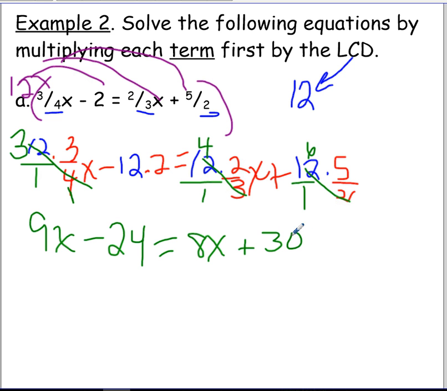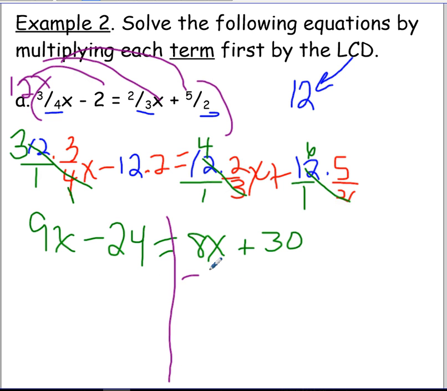So we rewrote our problem with all those fractions as 9x minus 24 is equal to 8x plus 30. Makes it a lot easier to handle. You could still do your combining like terms and all that kind of stuff with fractions, but then you would have to worry about getting a common denominator and dividing by fractions and all that stuff, where this makes it much easier. So now we have things simplified.